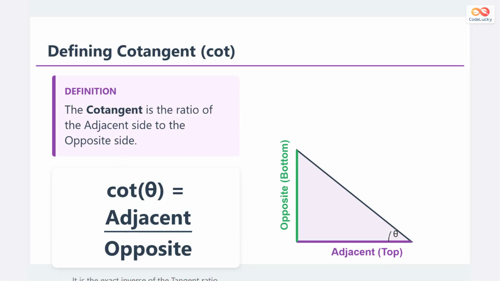So, what is cotangent? The cotangent of an angle theta is defined as the ratio of the adjacent side divided by the opposite side. Notice how this is the reverse of the tangent definition. Instead of opposite over adjacent, we have adjacent over opposite.